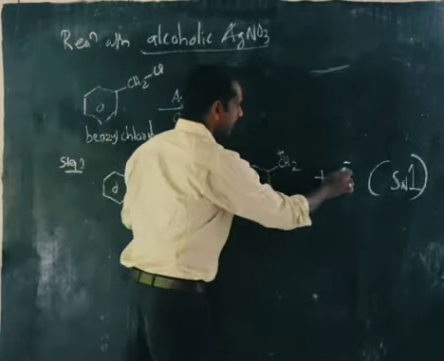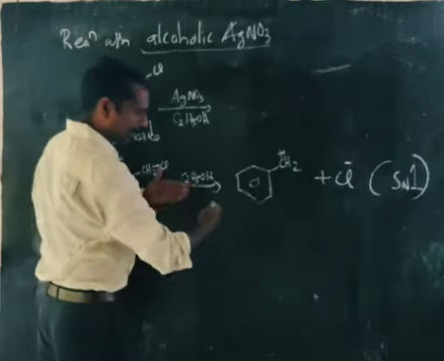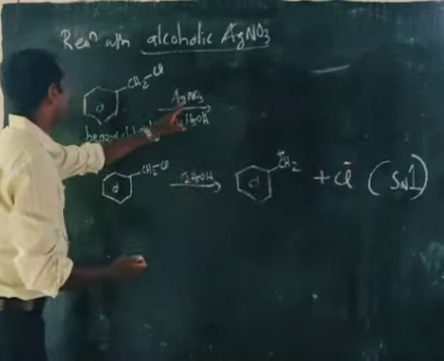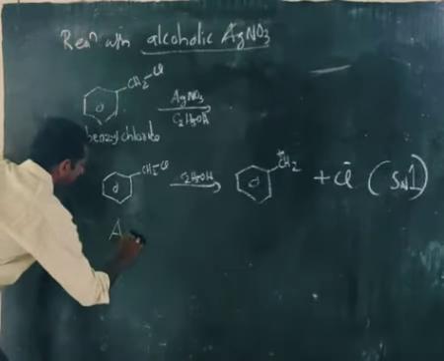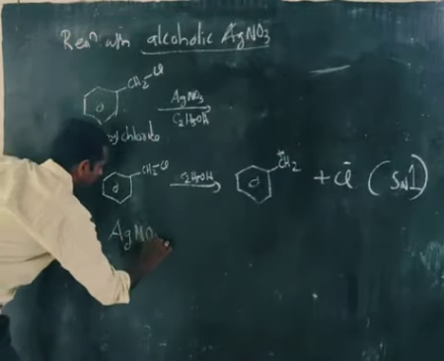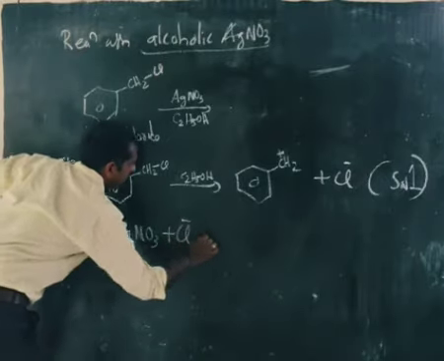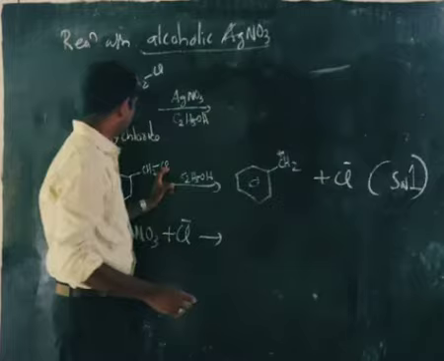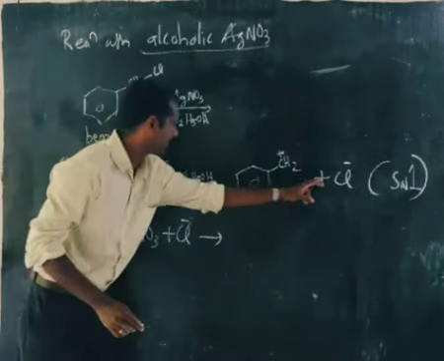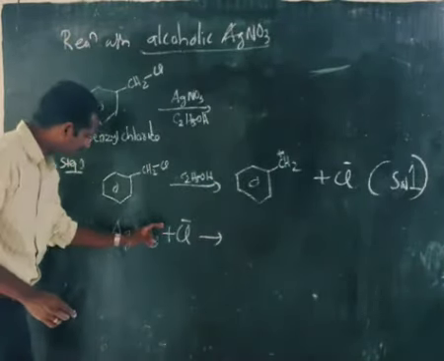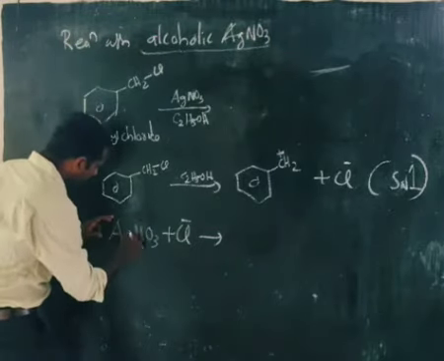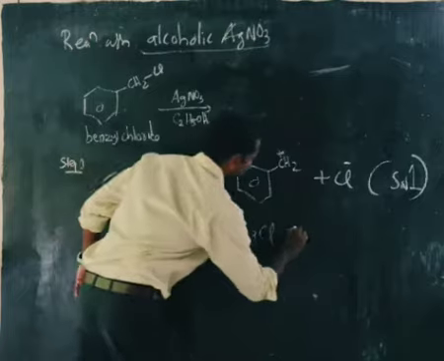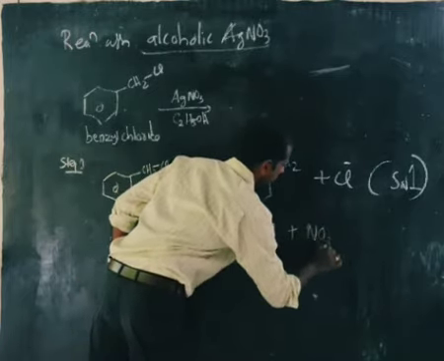Now we are discussing another factor. You can see that this Cl minus is here. Now in our solution, silver nitrate, AgNO3, is there. The Cl minus which is removed from the carbon atom reacts with the silver nitrate and will form AgCl, silver chloride, plus NO3 minus.